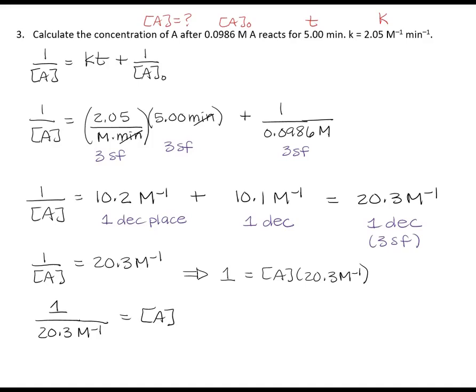So when you take the inverse of the number at the end, you just take 1 divided by the number that we got, which was 20.3. This is 3 sig figs. So our value needs to be reported to 3 sig figs. Doing the math, 1 divided by 20.3 gives us 0.0493, and the units are molar.